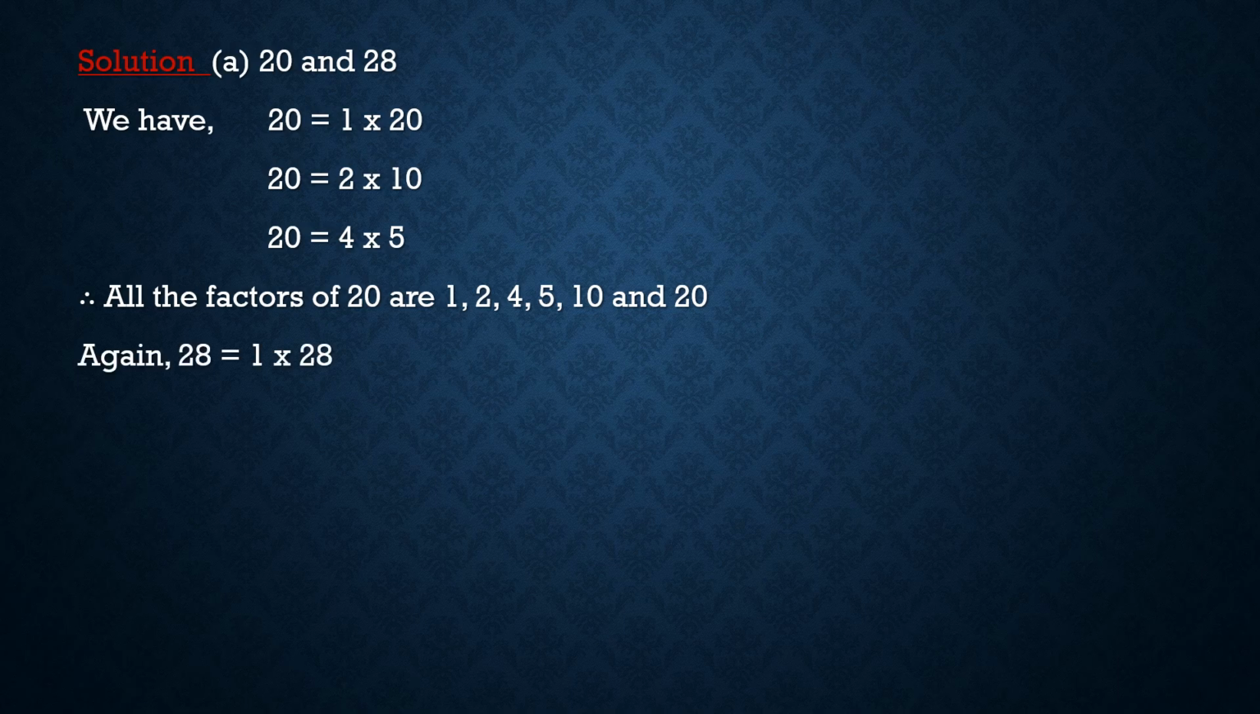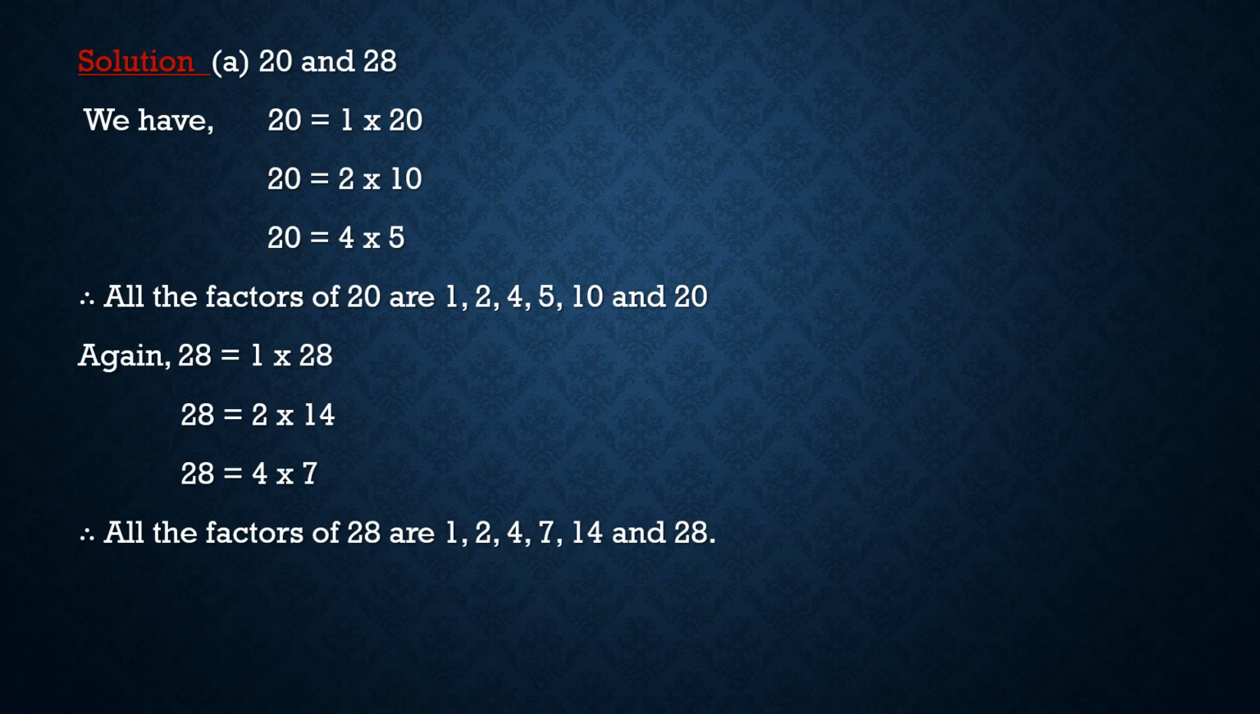Now, moving on to 28. 28 is equal to 1 into 28, which means that 1 and 28 are the factors of 28. Also, 28 is equal to 2 into 14, which means 2 and 14 are the factors of 28. 28 can also be written as 4 into 7. Therefore, all the factors of 28 are 1, 2, 4, 7, 14 and 28.